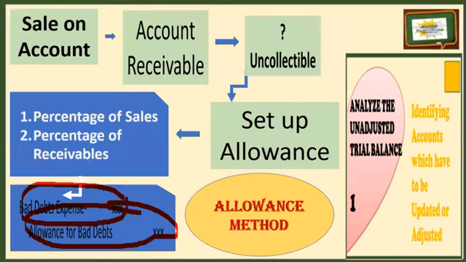So we go back to this topic. To maintain the estimate of accounts that will become bad debts, the allowance method uses a contra account to accounts receivable called allowance for bad debts, or allowance for doubtful accounts, or allowance for uncollectible accounts. This is a contra to the accounts receivable, meaning to get the net realizable value of the accounts receivable, you have to deduct this allowance for bad debts.